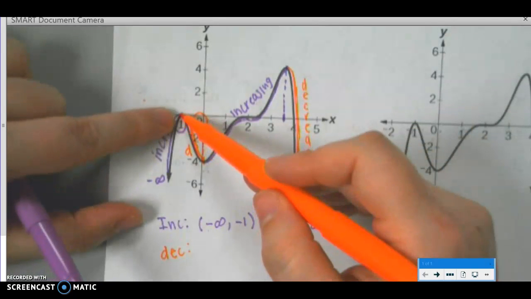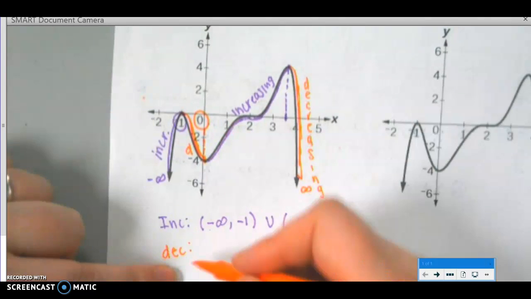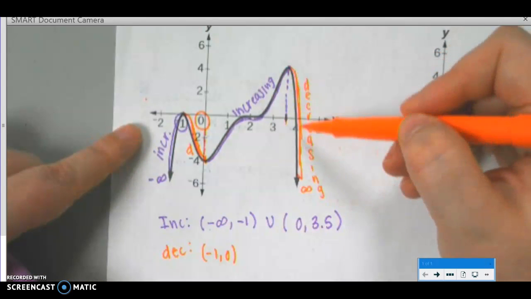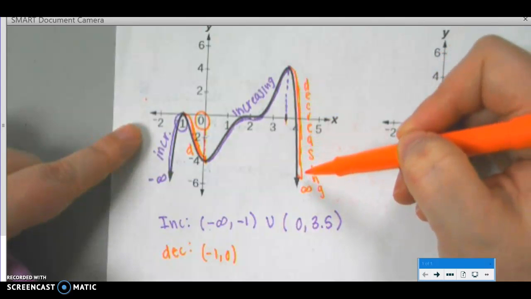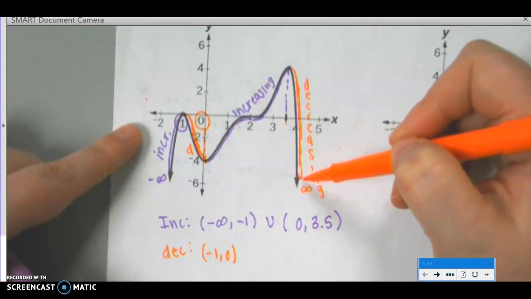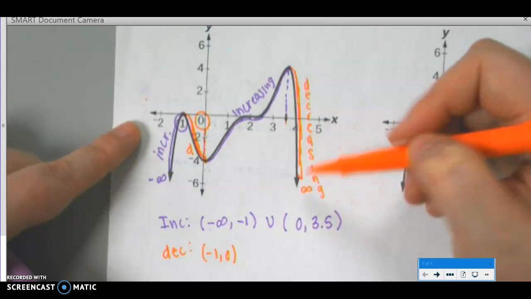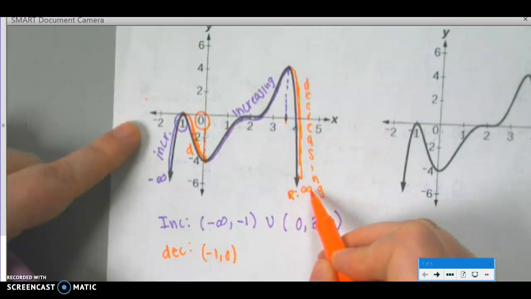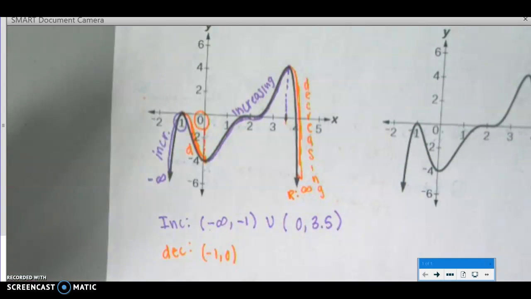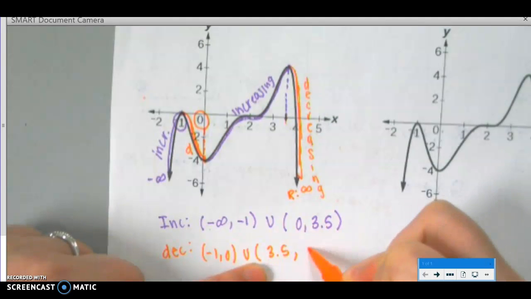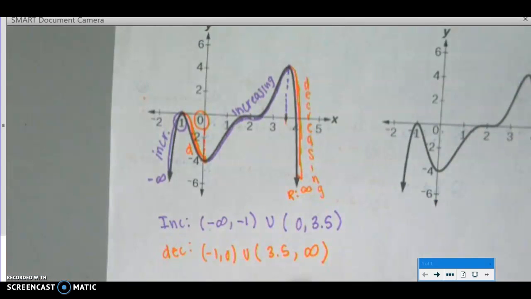All right, and then decreasing. Start on the left. My decreasing is from -1 to 0. And then I have another one from about 3.5 until positive infinity. Understand that this arrow is really pointing down, so your brain is going to want to say negative infinity because you recognize that it's down, but that is the right arrow. So because that is the arrow on the right, you need to make sure you're using positive infinity because again, this is dealing with the domain. So from 3.5, forever and ever to the right, will be decreasing.